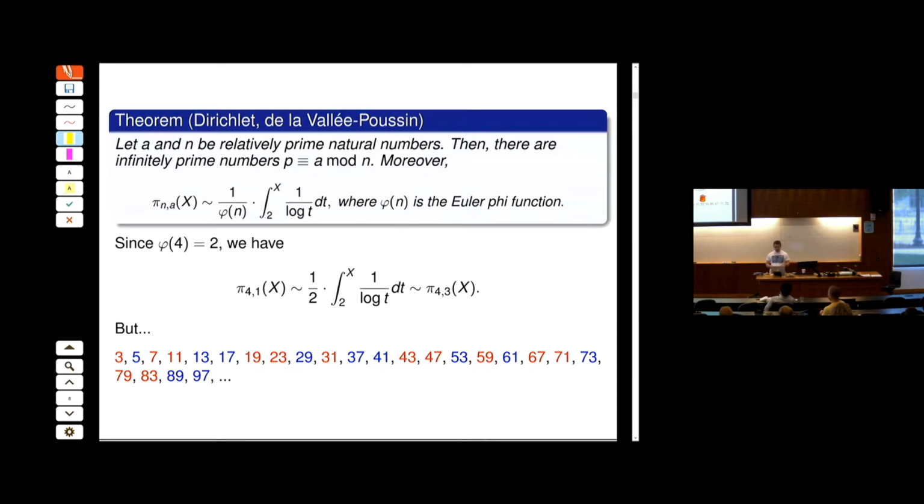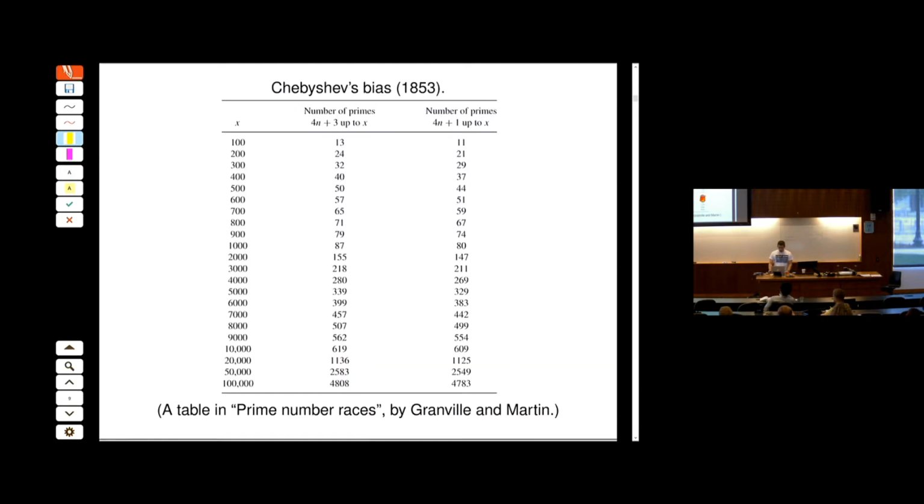If you start counting, you start with a 3 mod 4, then a 1 mod 4, then two 3 mod 4s, and then there starts to be a race. And it turns out that the red ones are always ahead or equal. So it seems like the 3 mod 4s are a little more abundant than the 1 mod 4s. It's subtle, but it's sort of there. This is something that Chebyshev realized and talked about in 1853. There seems to be a bias towards the numbers that are 3 mod 4.